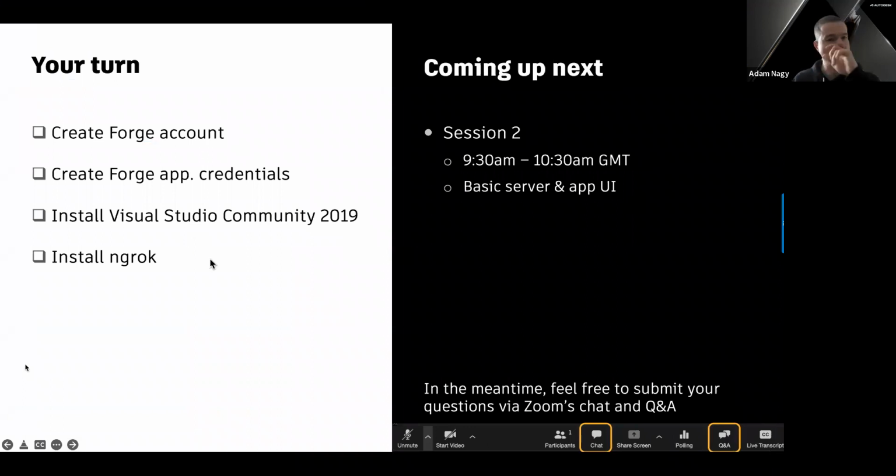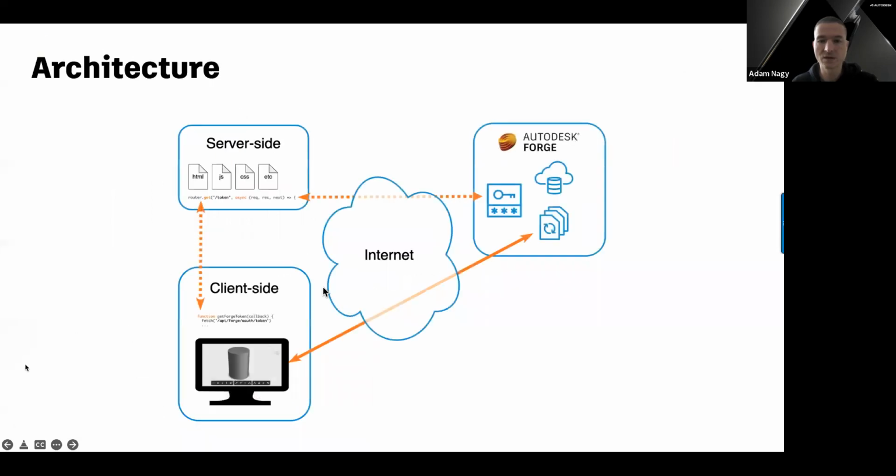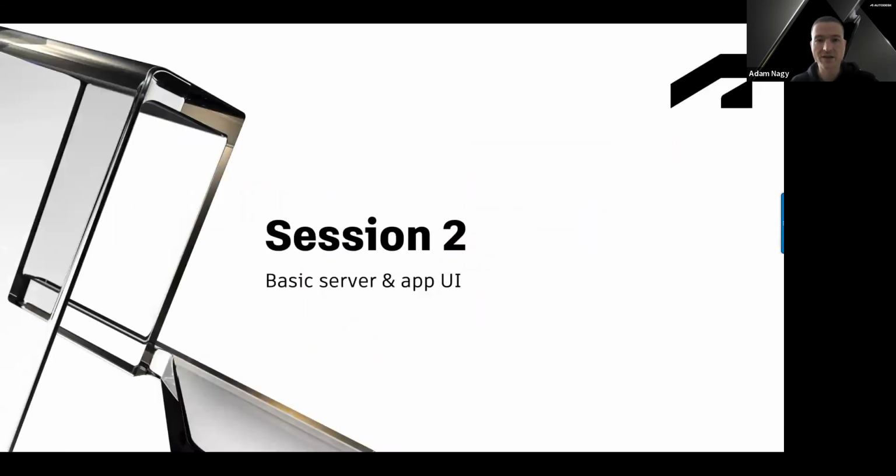So hopefully that was the only issue that you ran into. Apart from that, you had to make sure you had a Forge account, created a Forge app with the specific callback URL that we will be using today. Then you installed Visual Studio Community 2019, and then ngrok is working as well. So now we are getting to the basic server and app UI part.